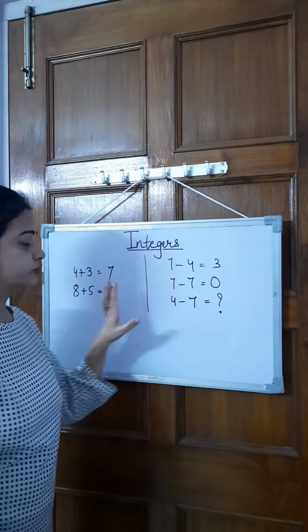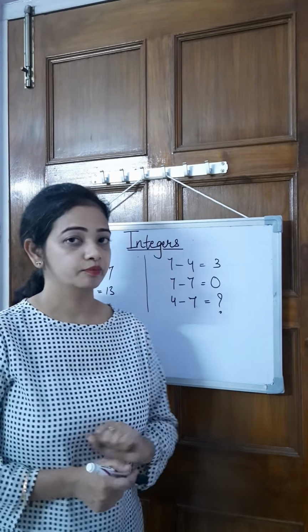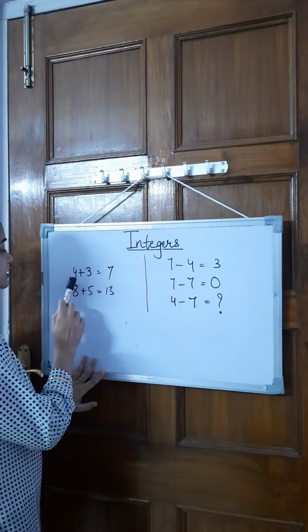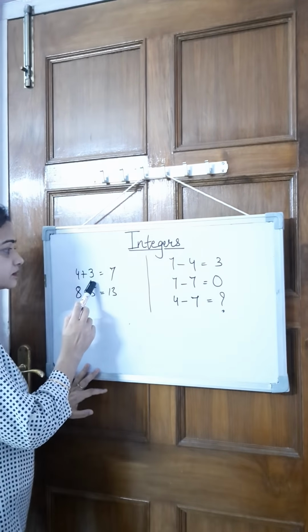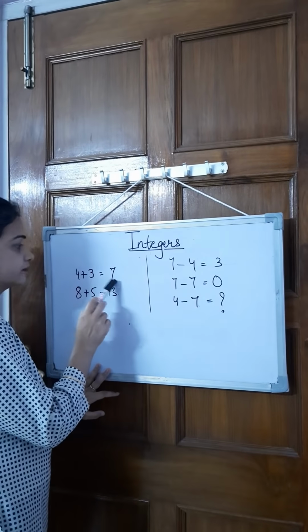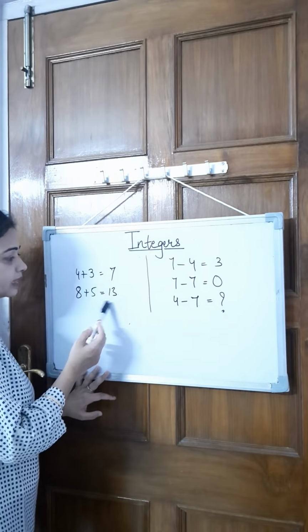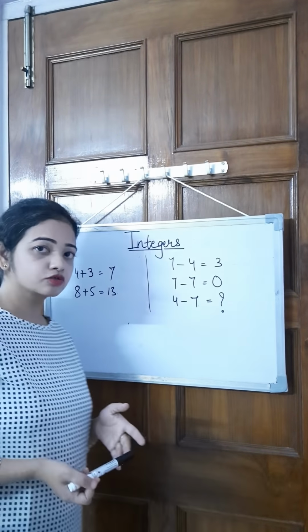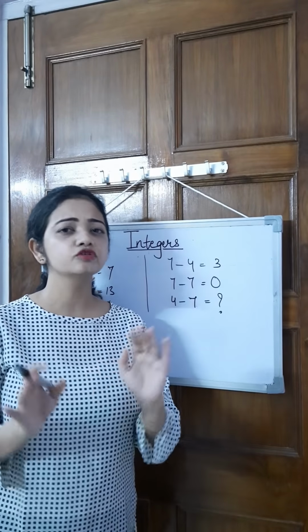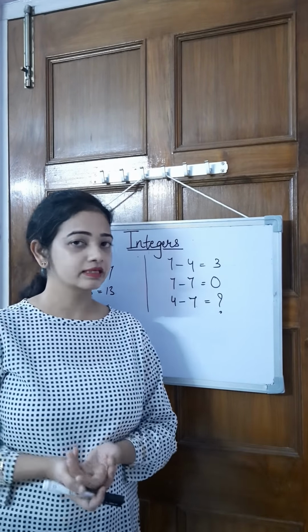So let's take a few whole numbers and try to add them. So what do you get? You always get a whole number. Let's check. If I take 4 and 3, 4 plus 3 is 7. So when I am adding two whole numbers, the answer that I am getting, 7, is also a whole number. 8 and 5, when I add, I get 13, and 13 is also a whole number. Now you can take any two whole numbers and try and add them. You will always get a whole number.